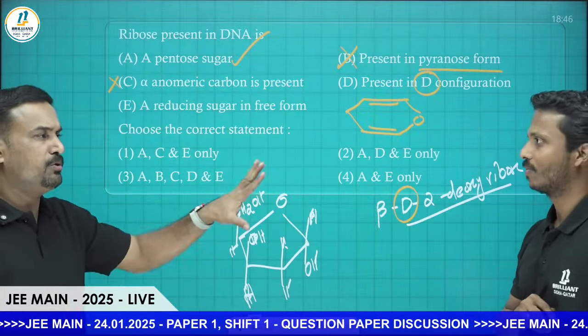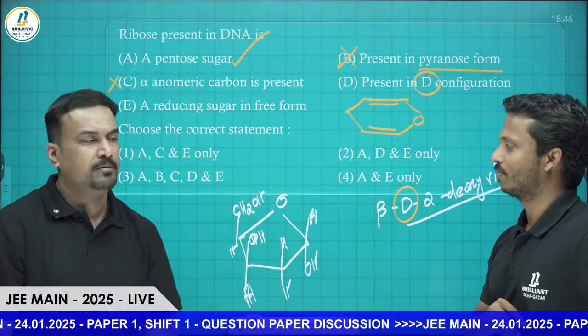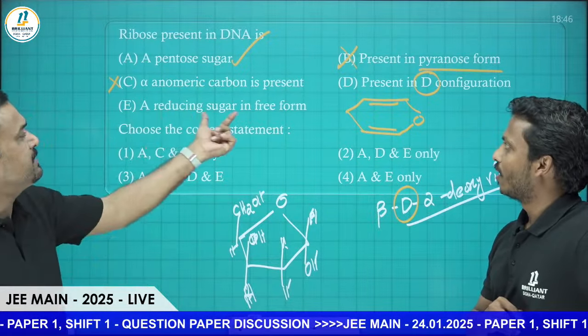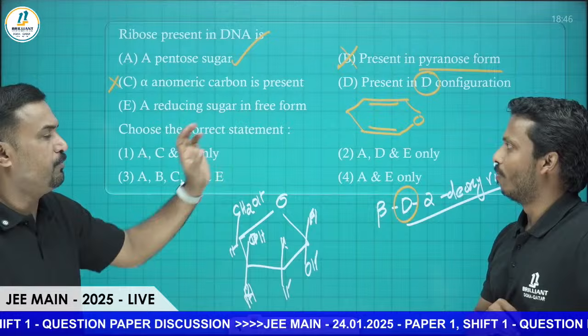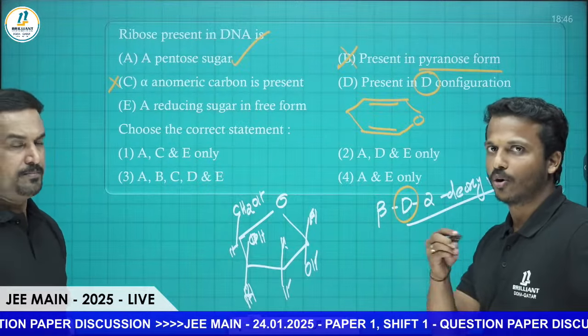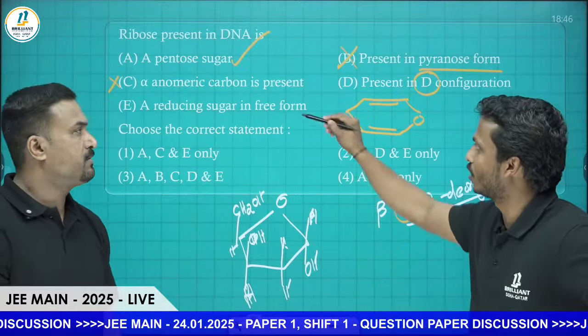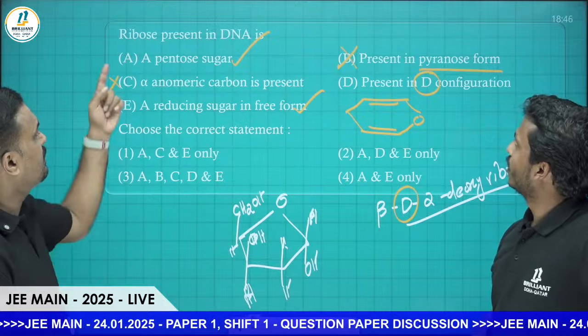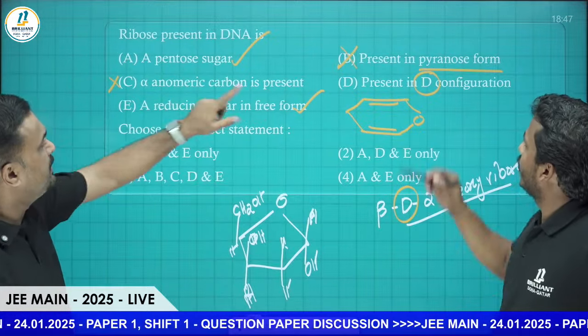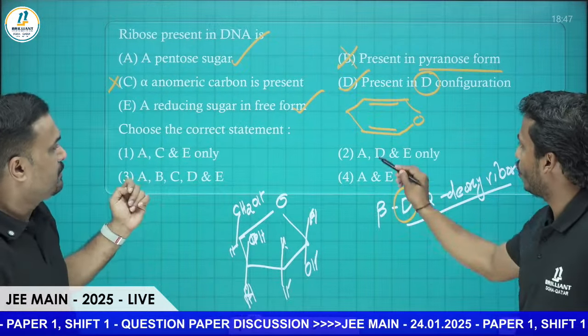Almost all compounds in our syllabus are D only. There is no L configuration. And A: is it a reducing sugar in free form? Yes, it's correct. Ribose, all monosaccharides are reducing sugars. So that's also correct. So that is the correct one. So the answer we have is A, D, and E. Option 2.